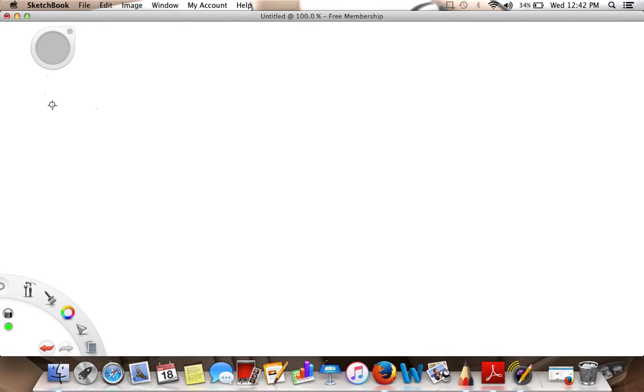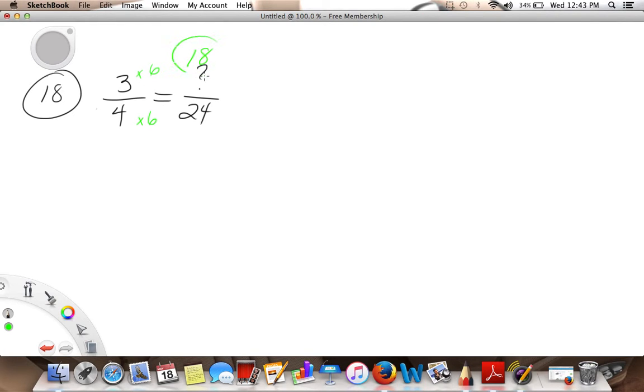Okay, so let's go on to number 18. Number 18 was 3/4 is equal to something over 24. So we can do this one of two ways. Okay, we know that 4 times something equals 24. Okay, and in this case, 4 times 6 equals 24. Well, whatever we do to the denominator, we must do to the numerator. So 3 times 6 gives me 18. Okay, so for number 18, your answer should be 18.